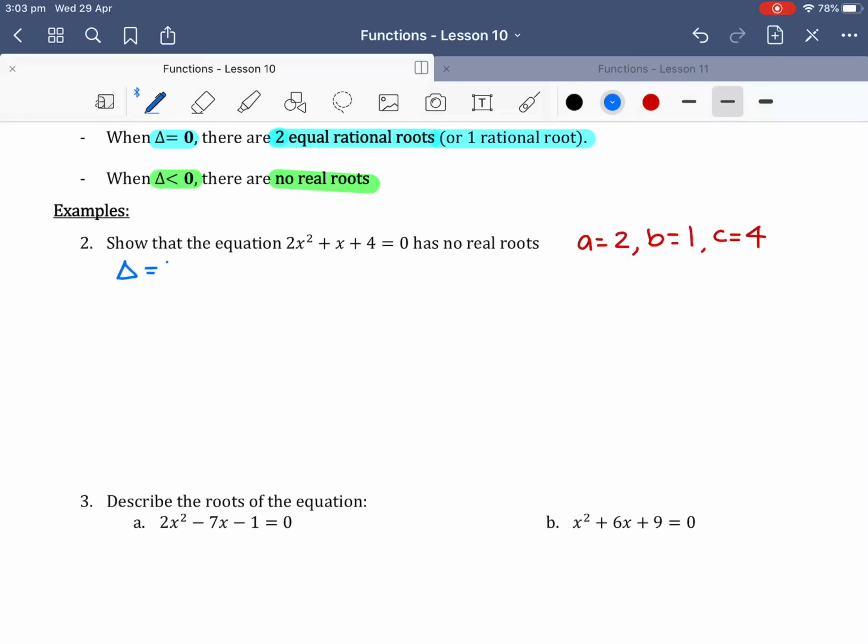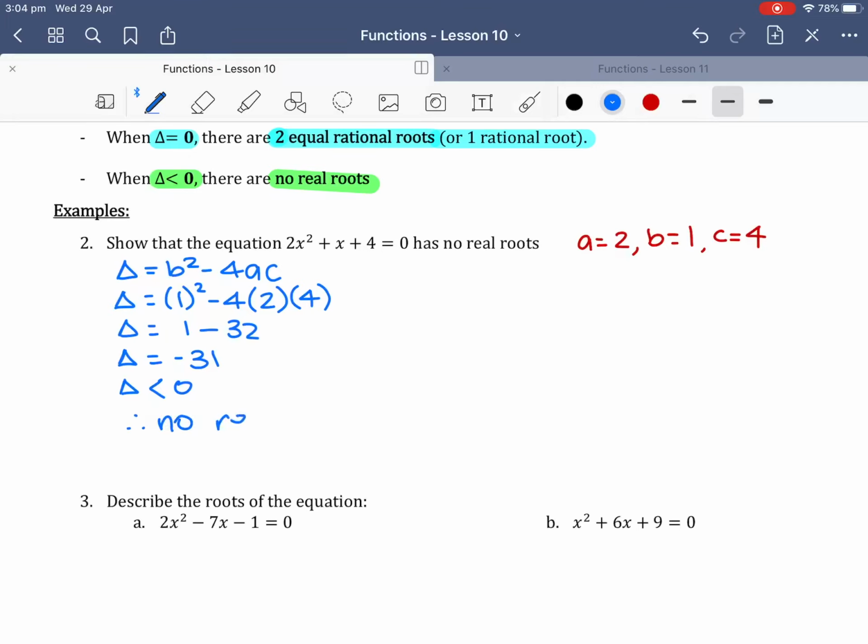So our discriminant equals b squared minus 4ac. So our discriminant equals b squared, which is 1 squared, minus 4 times our a of 2, times our c of 4. So we get our discriminant equals 1 minus 4 times 2 times 4, which is 32. So we get our discriminant equals minus 31. So our discriminant is less than 0. So because our discriminant is less than 0, it means therefore we have no real roots. And we've shown that.